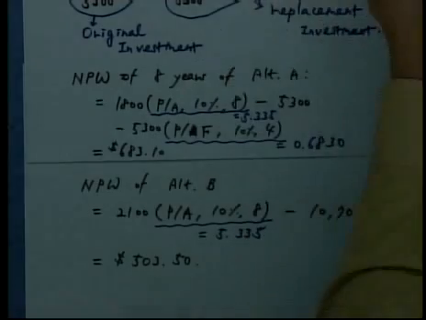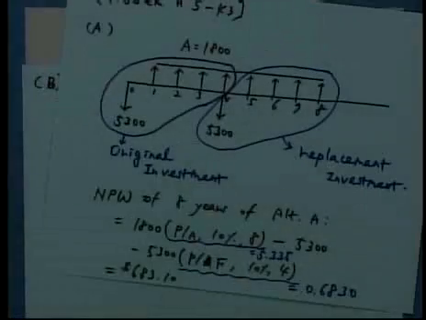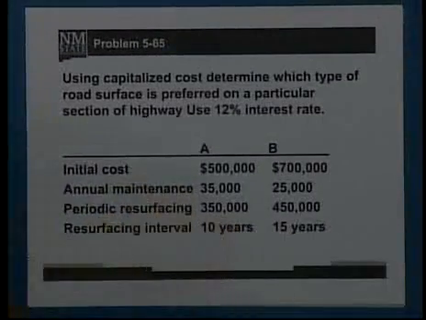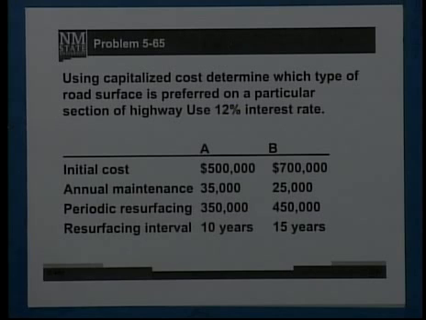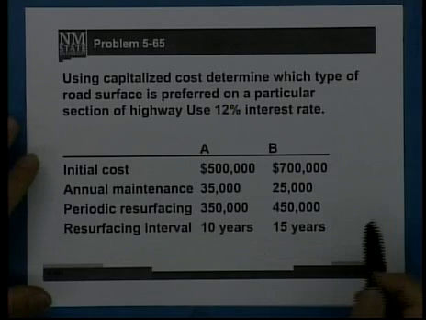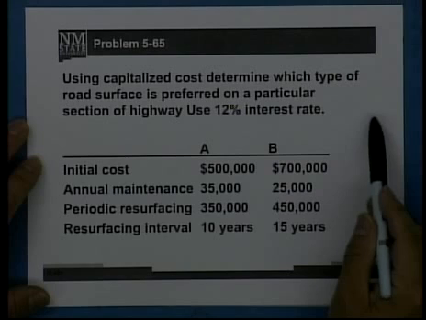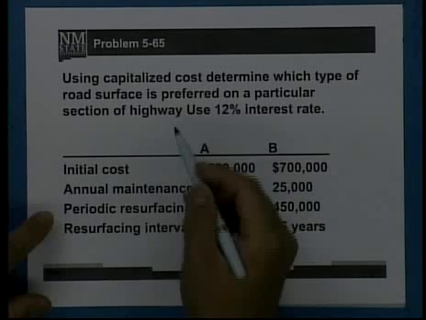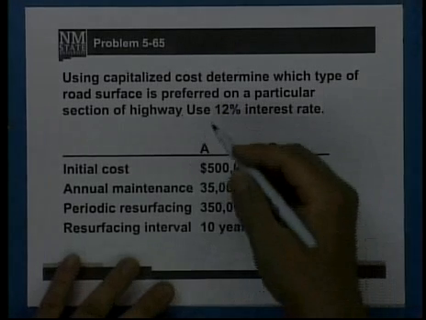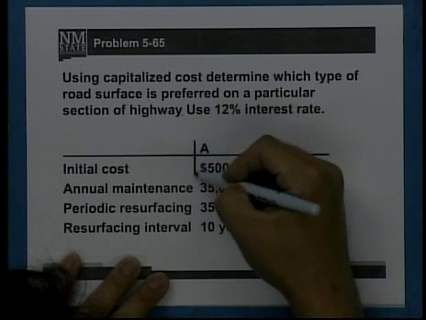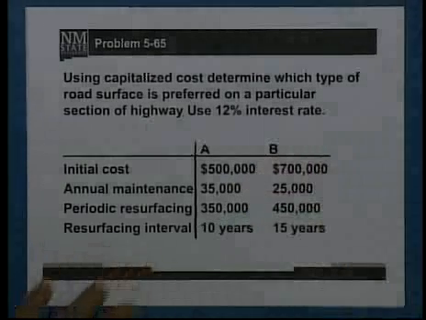Okay. Then the next problem we are going to solve is problem 5-65. Using the capitalized cost, determine which type of road surface is preferred on a particular section of highway. You are required to use a 12% interest rate. Again, we have two alternatives, A and B.